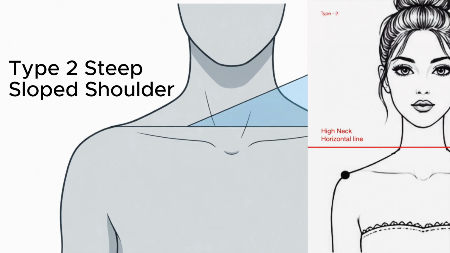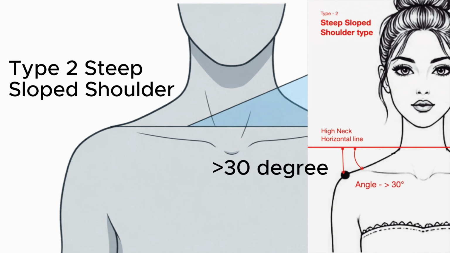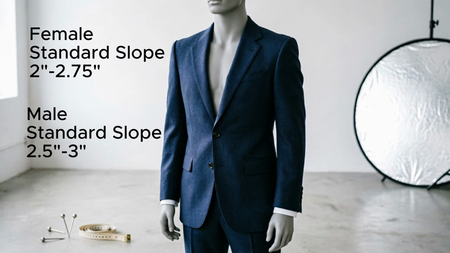Type 2. Steep sloped shoulder. Steep sloped shoulders have a noticeable downward angle, greater than 30 degrees. According to traditional tailoring and pattern making practice, about 2 inch to 2.75 inch for a female body type and about 2.5 inch to 3 inch for male body type.